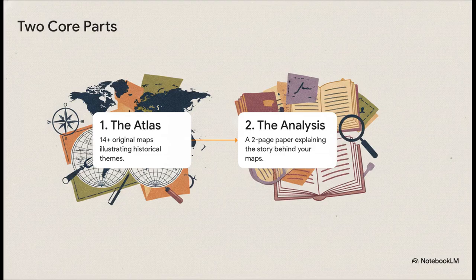See, this whole assignment really just boils down to two main things. First, you've got the atlas itself. That's going to be at least 14 of your own original maps. And second, there's a 2-page analysis paper where you explain the story your maps are telling. That's it. 2 parts, totally doable.